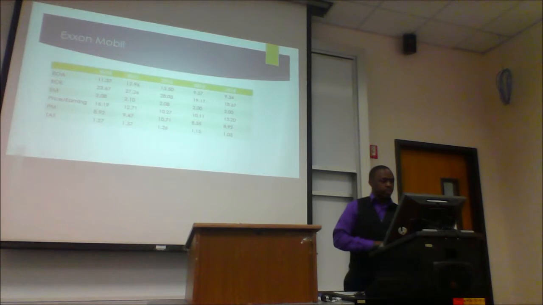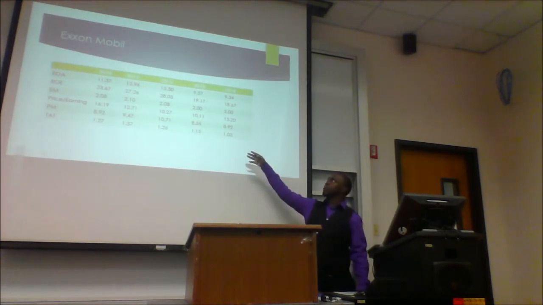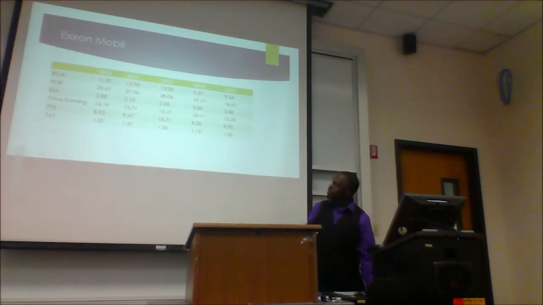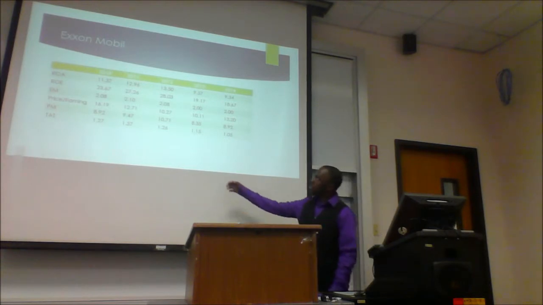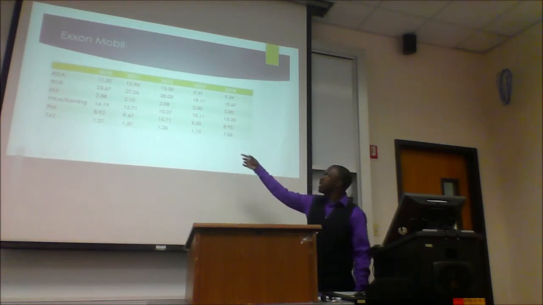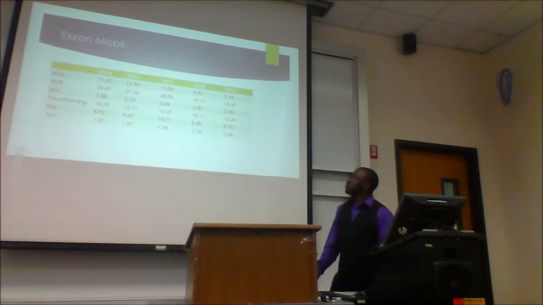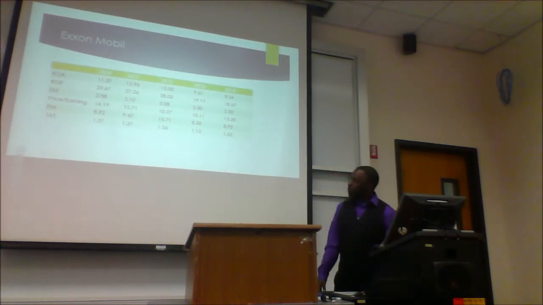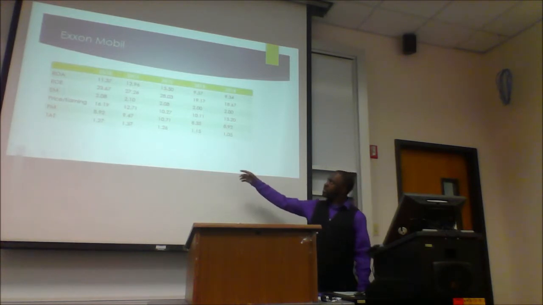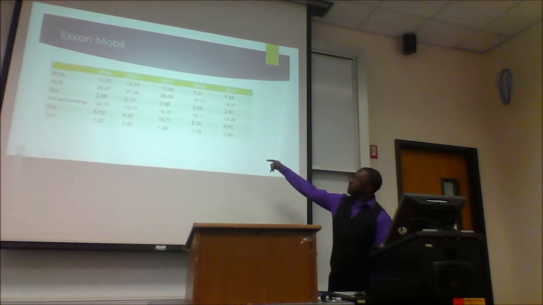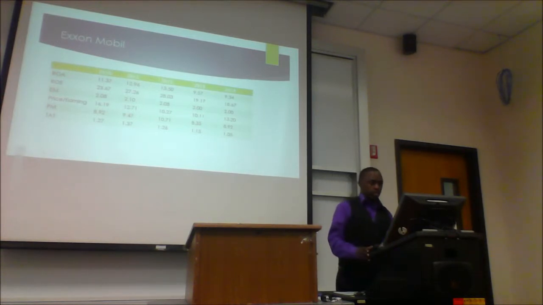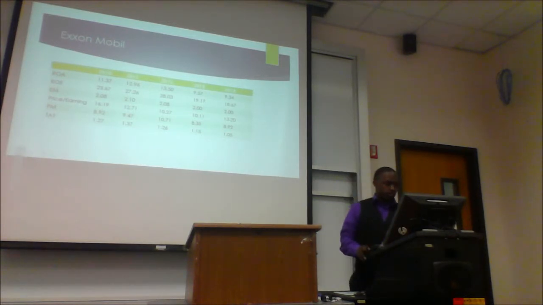For ExxonMobil, the return on assets was 13.50, and it decreased each year. 2013 was 9.57, and 2014 was 9.34. The return on equity did well in 2012 at 28.03. In 2013, it decreased to 19.7, and in 2014 it decreased even more. And the profit margin was 10.71 in 2012. It decreased in 2013 to 8.35, and in 2014 it was 8.92.